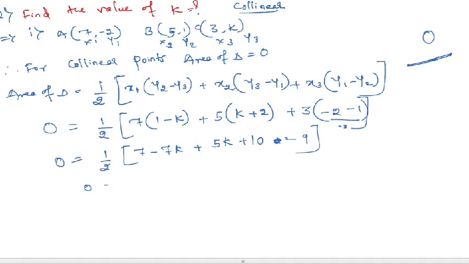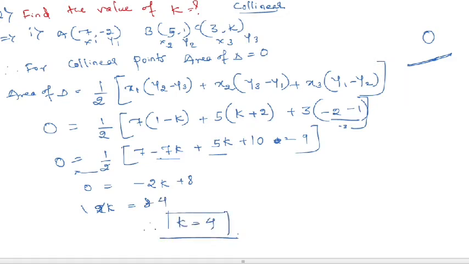So therefore 0 is equal to 1 by 2 comes to here, it becomes 0. 0 by any number is 0. What remains here? Minus 7k plus 5k will get minus 2k. Then 7 plus 10, 17. 17 minus 9, you will get 8. Therefore minus 2k comes to here, it becomes plus 2k is equal to 8. 2 4s are 8, therefore k is equal to 4. This is the required solution.